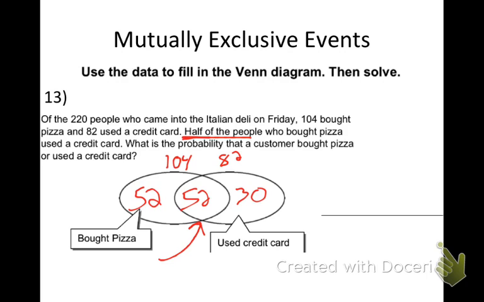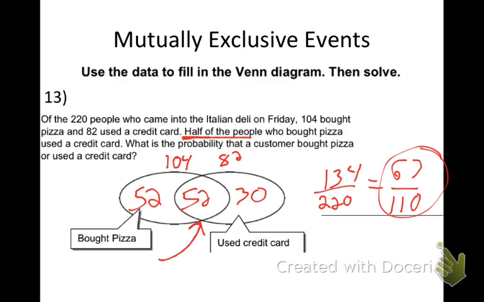Exactly, right? So then what's the probability of selecting a customer that bought a pizza or used a credit card? It would be what? 134 over 220, which simplifies to, what did you say? 67 over 110. Nice job. And again, that kind of comes from that visualization there. Now you can distinctly see all the different people in there.